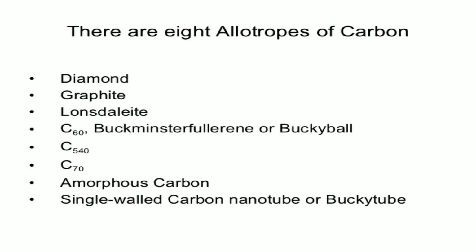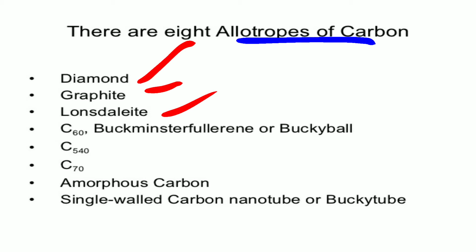Next type, we are going to learn the crystalline allotropes of carbon. Here there are different crystalline allotropes. First, diamond. Next, graphite. Next is lonsdaleite. Then carbon 60, called Buckminsterfullerene or buckyball. Next are carbon 540 and carbon 70. These are also allotropes of carbon, along with single-walled carbon nanotubes and buckytubes. Here we will learn them in detail.